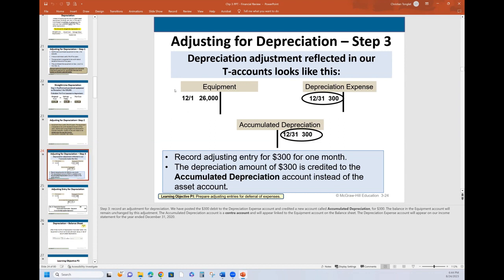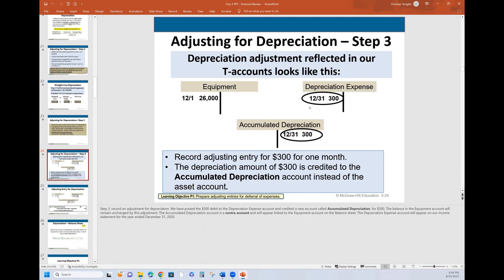Okay, so we have our equipment on the books. We don't mess with that. That stays the same. That will never be reduced, only through a contra account. Accumulated depreciation is called a contra account. So I'm reducing that equipment in this other account over here. To get the net, I'll show the 26 as my equipment less the depreciation, and I'll show the net on the balance sheet. Here's my depreciation expense for 1 month, $300.